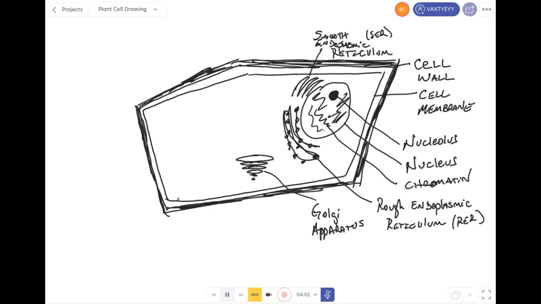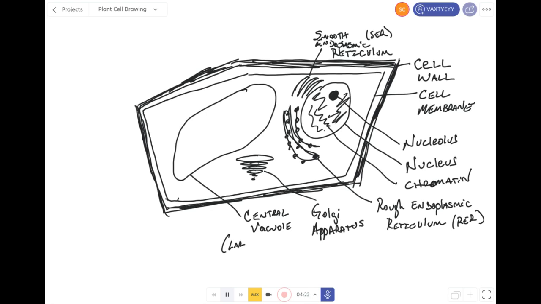But one of the large structures in a plant cell is its large water vacuole. This is called the central vacuole. And it's also known as the large water vacuole. Sorry about that, got a little squished there.